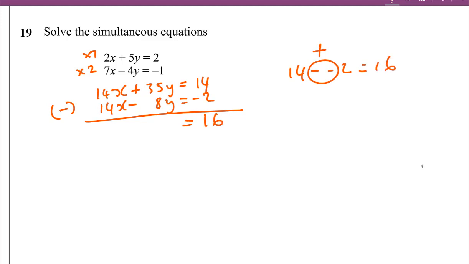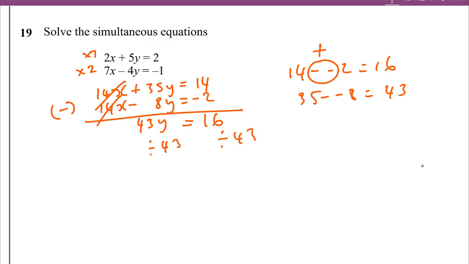Be careful with these type of calculations. Then 35 minus minus 8, so that gives us 35 plus 8, 36, 37, 38, 39, 40, 41, 42, 43. So always double check, use a calculator if you're not sure. So that gives us a positive 43y, and 14x take away 14x, they do cancel out. Now divide by 43 on both sides because we've got an equation. 43y equals 16.